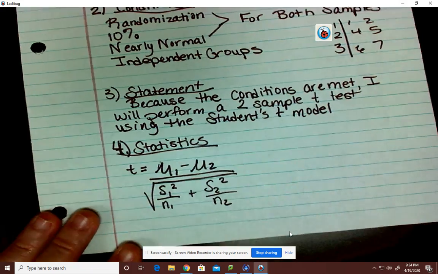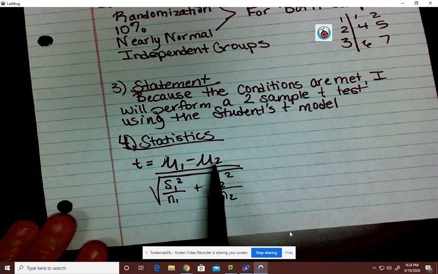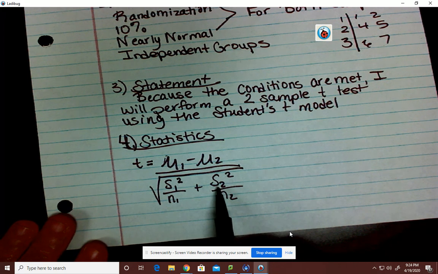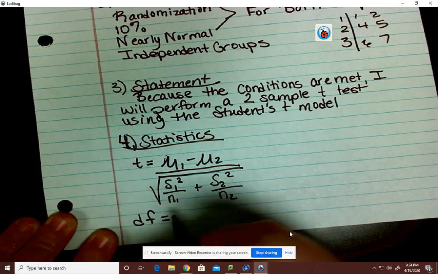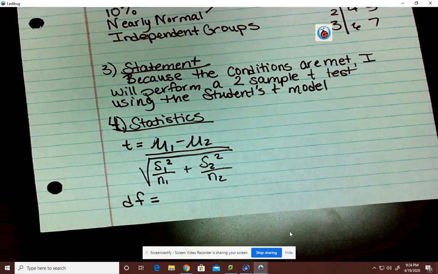All right, so what this means, mean 1 minus mean 2, all over the square root of the standard deviation from group 1 squared over n1 plus the standard deviation from group 2 squared over n from group 2. And degrees of freedom. This one is not n minus 1. It's that big long formula that I showed you in the book that you just let the calculator give you.